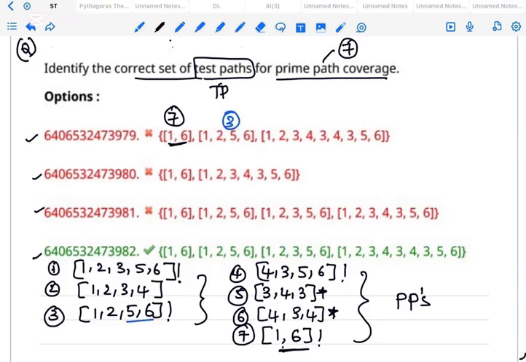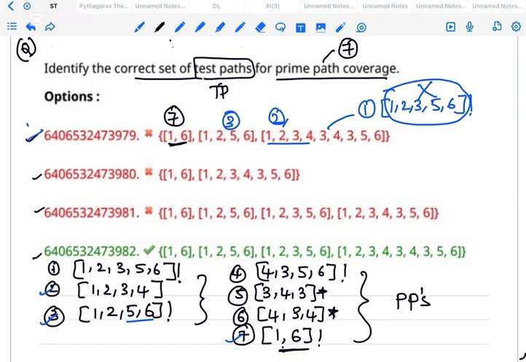Prime path 3 is covered here. And here 1 2 3 4 is covered, so prime path 2 is covered. Next, 1 2 3 5 6 is not covered. Prime path 1, that is the bigger one, is not covered. Because of this, option A is incorrect.